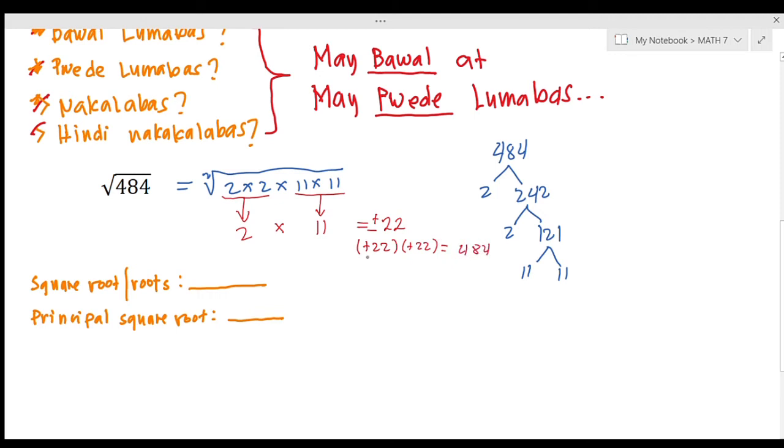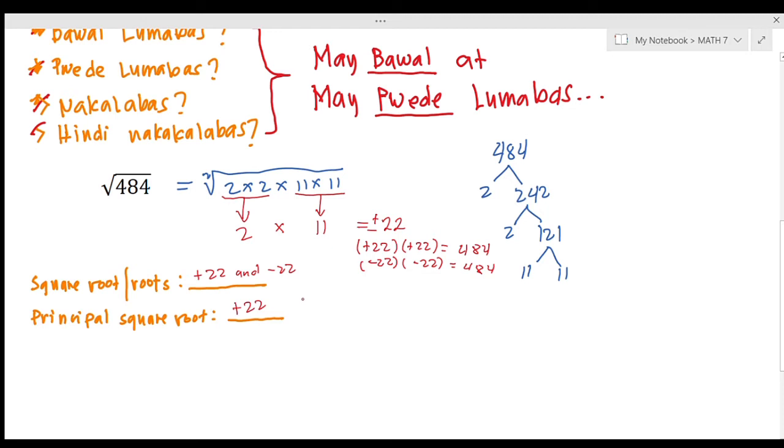And also we have negative 22 times negative 22 is equal also to 484. So meaning to say, the square roots are positive 22 and negative 22. Now, what about the principal square root of this 484? The principal square root of 484 is focused only on the positive result. So the positive result is only positive 22. So the principal square root of 484 is only positive 22, but the square roots are positive 22 and negative 22.